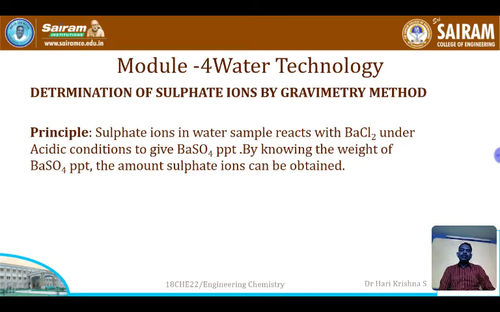The basic principle used in determination of sulphate is, the water sample in which sulphate has to be determined is treated with barium chloride in acidic conditions. So in acidic conditions, sulphate present in the water will get precipitated as barium sulphate. By knowing the amount of barium sulphate precipitated, we can estimate how much sulphate is present in the given water sample.